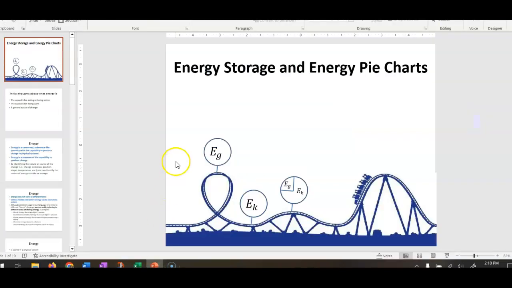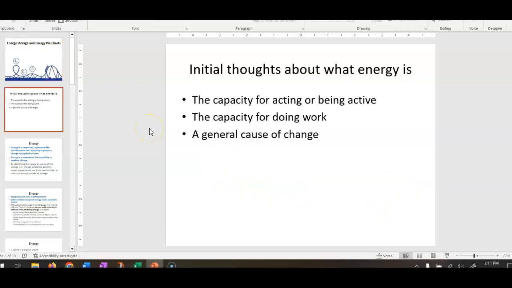This webcast talks about energy, how it's stored, and a visual tool for examining energy called an energy pie chart. So first of all, let's just talk a minute about what is energy.